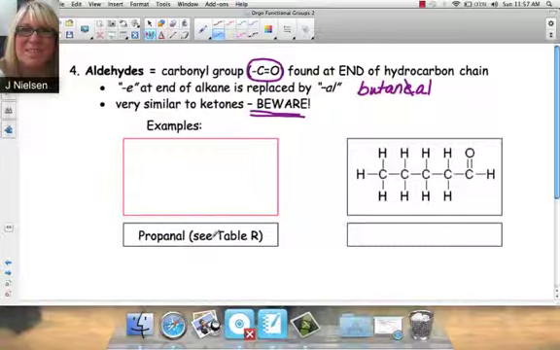I'm going to draw propanal, which is the example that you see in Table R. So we have prop, which is three carbons, and the Al tells us it's an aldehyde. Aldehyde begins with Al, and when you name it, it ends in Al. And I'm going to add a double bonded oxygen to the end carbon. Now look at this carbon. It already has 3 bonds, therefore I only need one other H, and then I can add the rest of my H's.